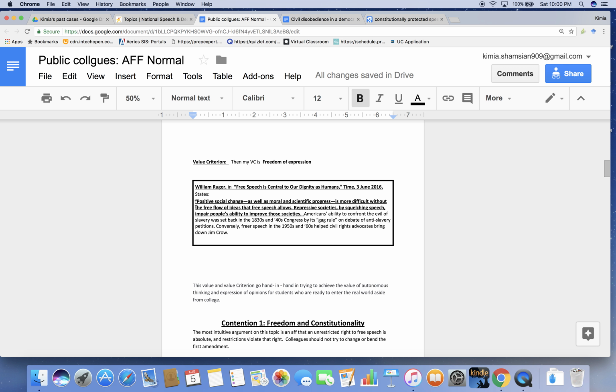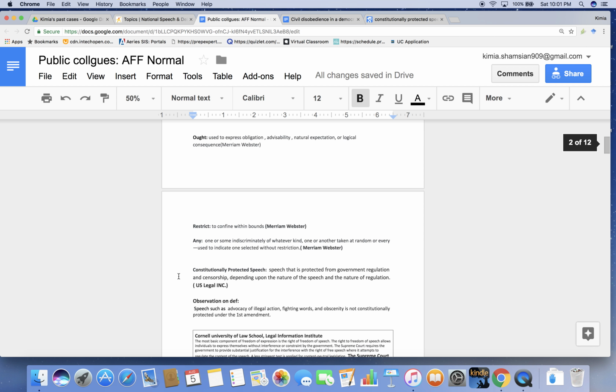So you keep the whole paragraph so they can read the whole of it and get the gist of it, and they're not confused, or think that you're excluding information. But this is also for you, reminding you what this warrant means. You bold and underline these parts, meaning that you read these parts. You say, my value criterion is freedom of speech. Proving this, Rediger, usually you would say the last name, Rediger from "Free Speech is Central to Our Dignity as Humans" in June of 2016 states, and then you state what's bolded and underlined.